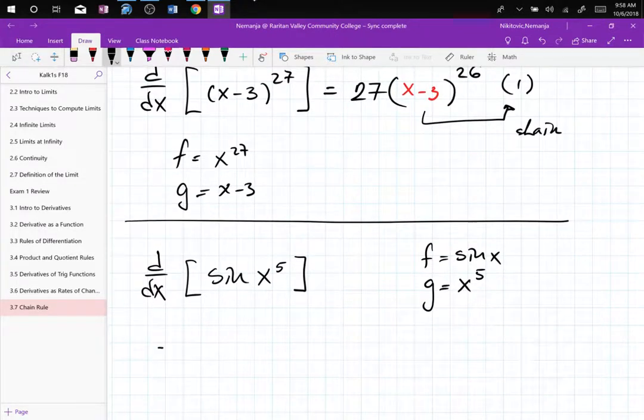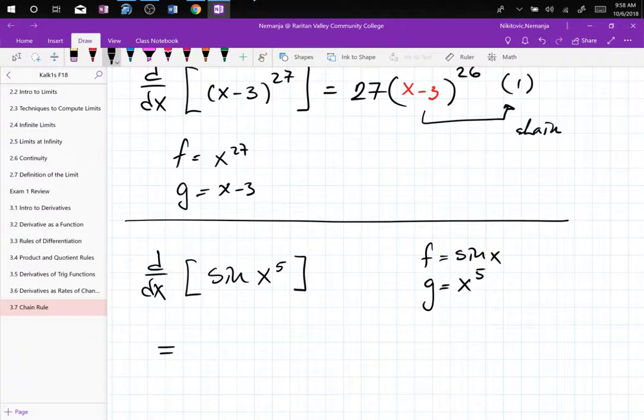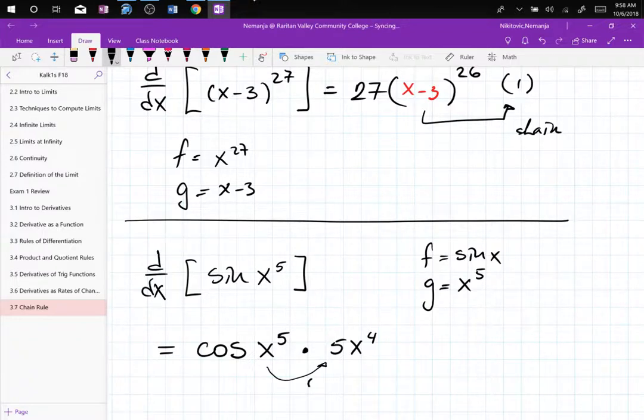Now, to take the derivative, I say the derivative of the outer function, right, sine x, is cosine x. But I don't get to write cosine x. I get to write cosine of g, cosine of g, which is x to the 5, times the derivative of x to the 5, which is 5x to the 4. That's the chain. For the total of 5x to the 4 cosine x to the 5.